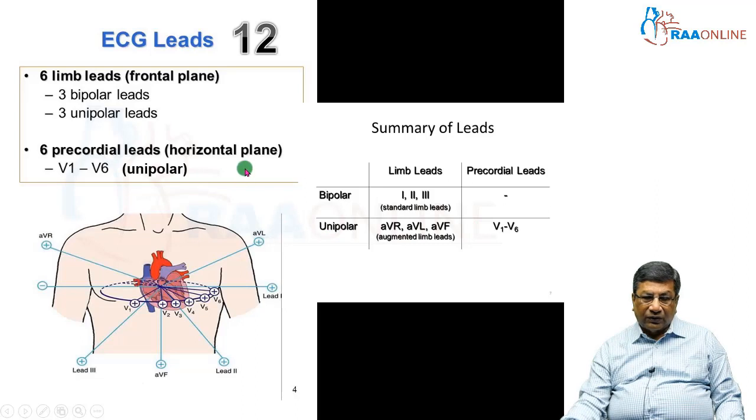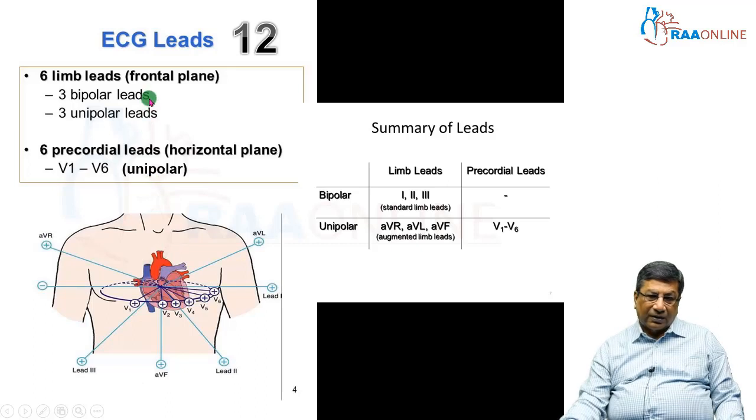As I told you, with the 10 electrodes, we are getting 12 leads. The 12 leads are divided into basically limb leads and chest leads. Chest leads are going to give you the electrical activity of the heart in a horizontal plane, whereas the limb leads are going to give the electrical activity of the heart in a frontal plane, or mostly the vertical plane. The limb leads are primarily in the vertical plane, chest leads in the horizontal plane.